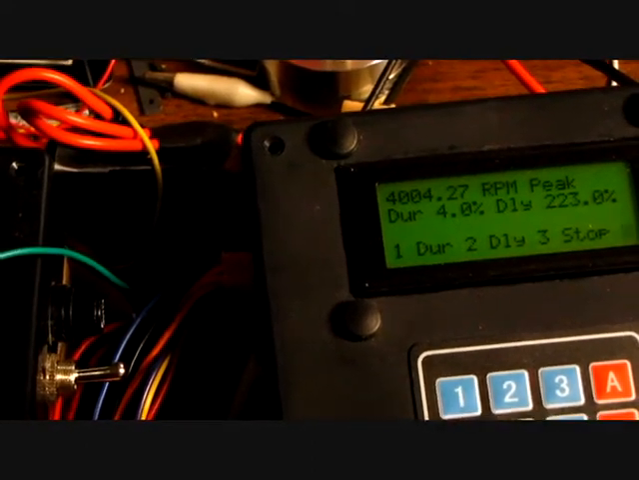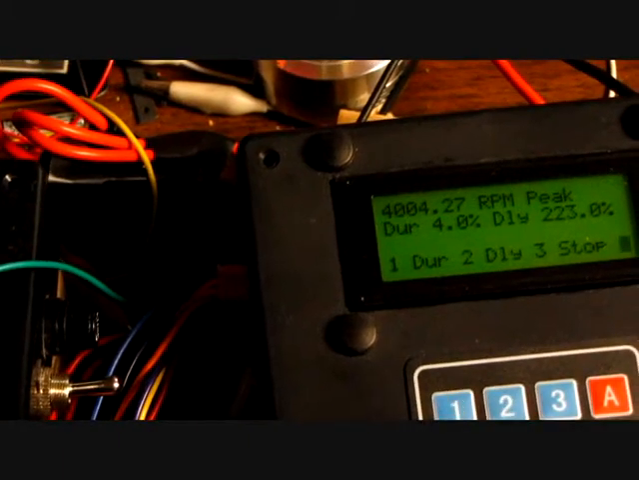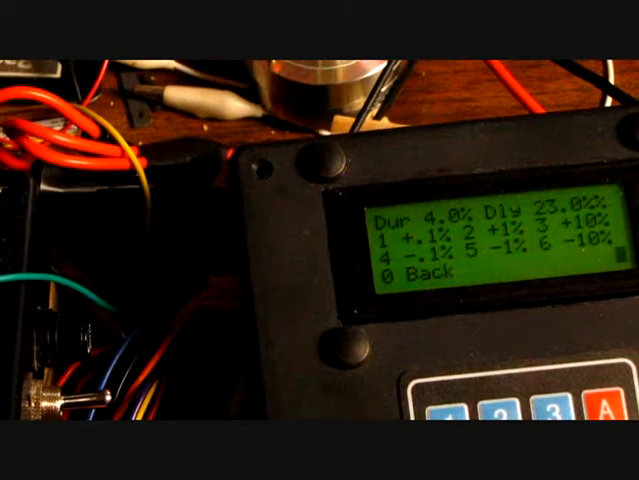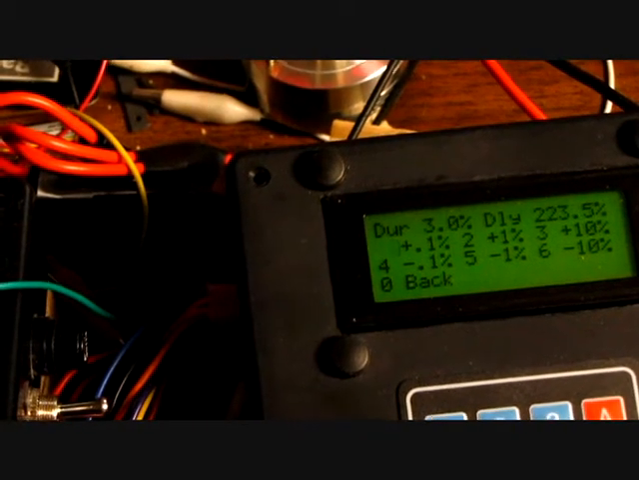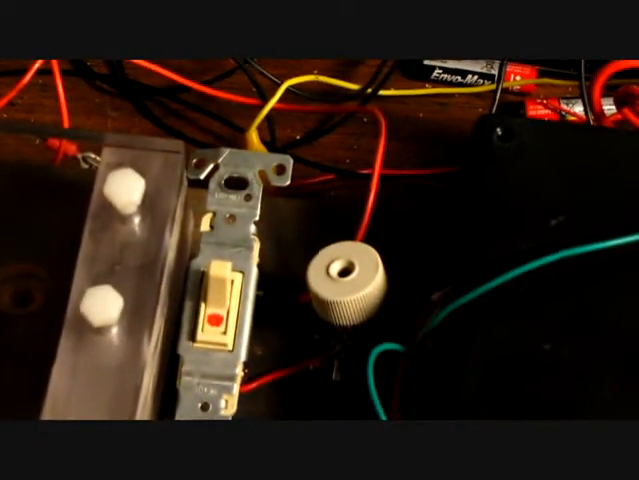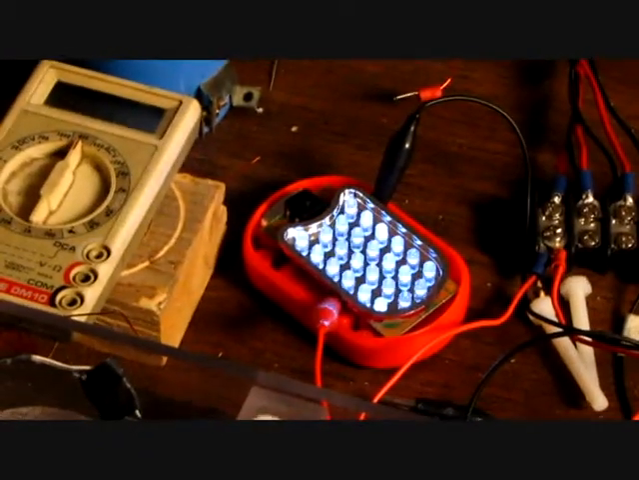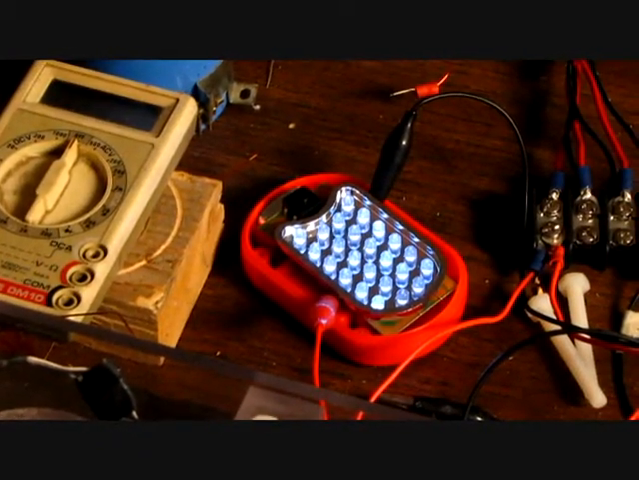I'm going to go ahead and try and change the duration, lower it a little bit, and see if it'll take that. That did. Now we're running at about 600 RPM. Still lighting the LEDs. A little bit of a flicker.